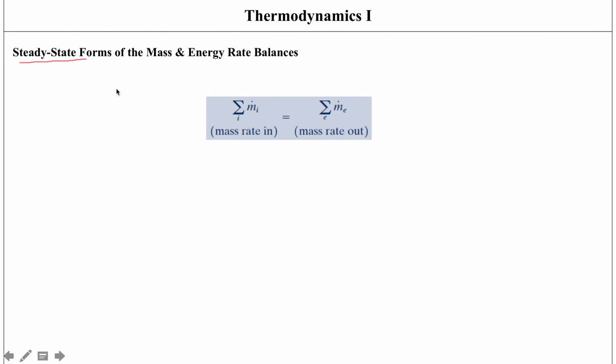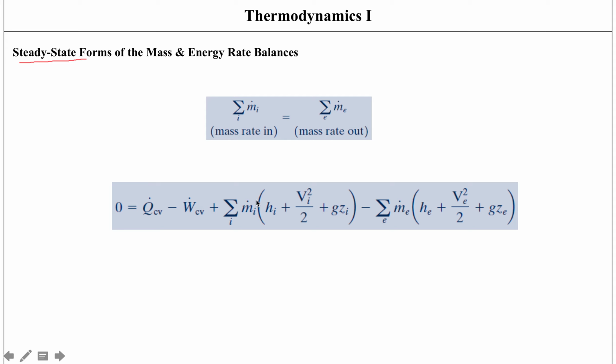So just to review the equations that we looked at previously, we looked at the steady state forms of the mass and energy rate balances, and this is what we will be applying in the discussion in this video. We're going to be looking at the steady state equations, and the first equation was obviously the conservation of mass for a control volume. So the incoming mass is equal to the outgoing mass, or the incoming mass flow rate is equal to the outgoing mass flow rate.